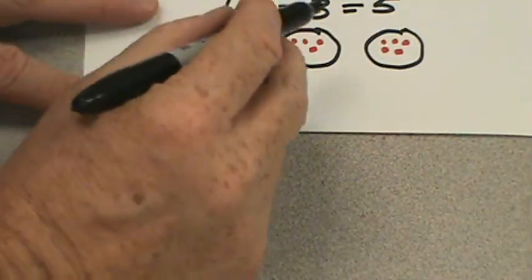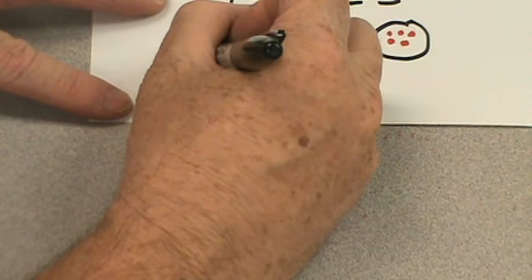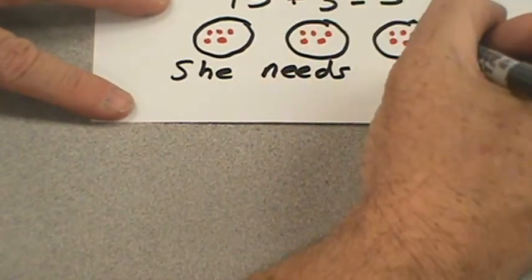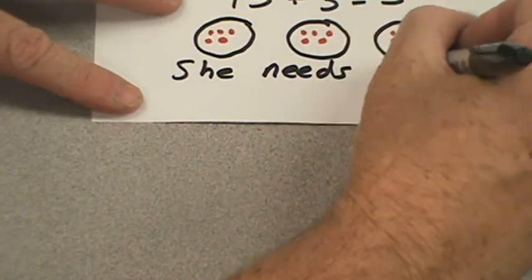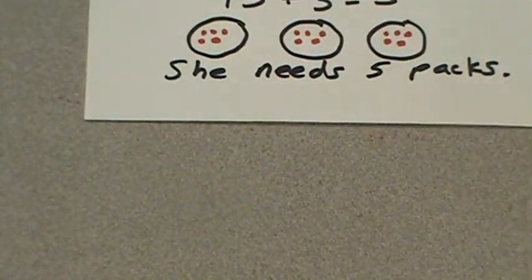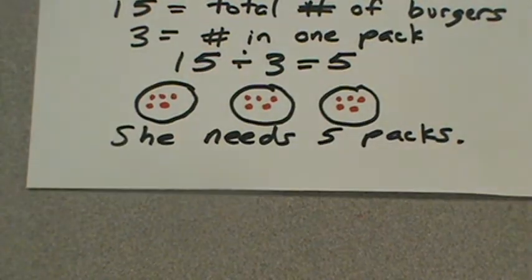So let's go ahead and write out she needs 5 packs. Now there's another way we could do that, and let's get out our counters, okay? It's a little more down to earth, I guess we could say. We don't need any more paper. Oh, I'm sorry. If you need to pause, go ahead so you can write that down. So 15 divided by 3 is 5.